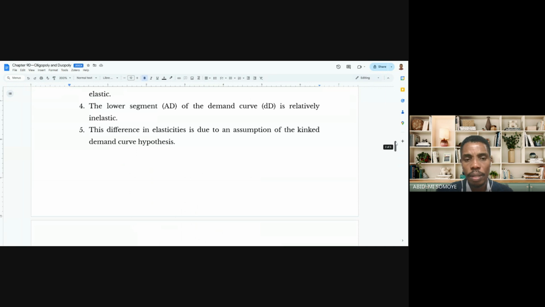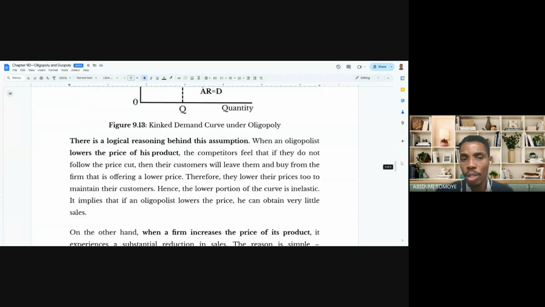There's a logical reason behind this assumption. When an oligopolist lowers the price of its product, the competitors will feel that if they do not follow the price cut, then their customers will leave them and buy from the one offering a lower price. Therefore, they lower their prices too and maintain their customers. Hence, the lower portion of the curve is inelastic. It implies that if an oligopolist lowers the price, it can obtain very little sales, just like we talked about.